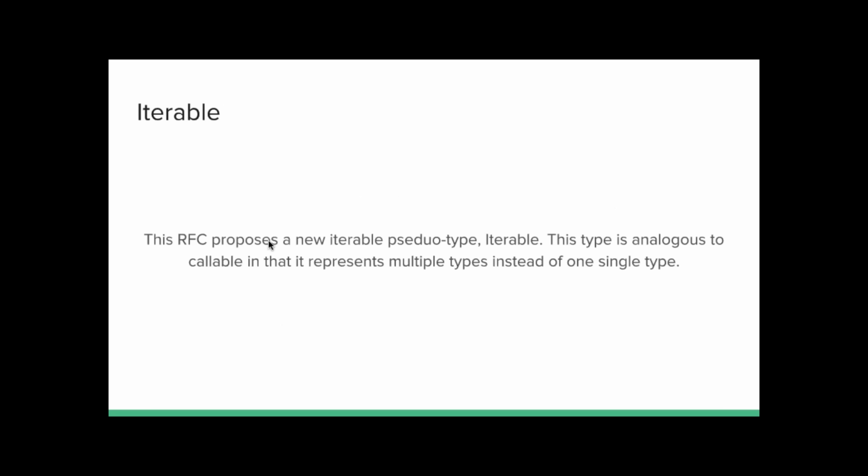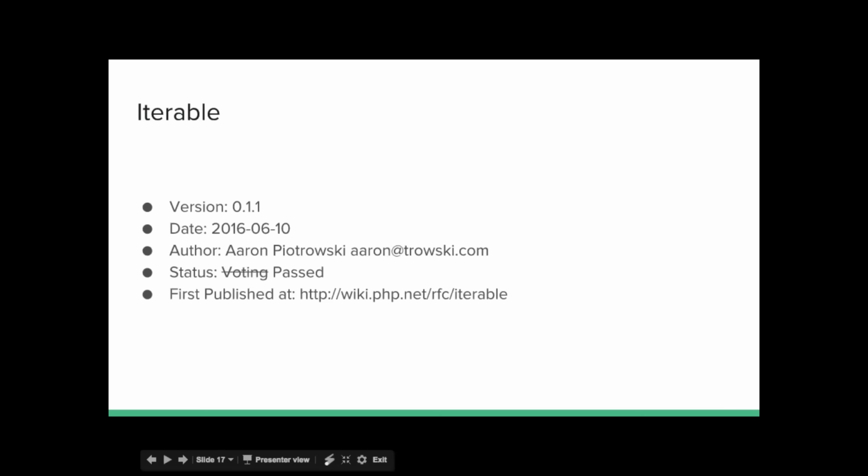Finally, iterable. This RFC proposes a new pseudotype called iterable. Now, this is analogous to the pseudotype callable. Callable represents two or three different things that are all callable, and this iterable would represent anything that is an iterable. Well, why is that important, Cal?